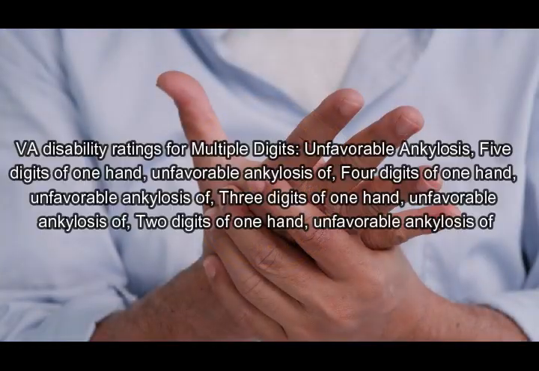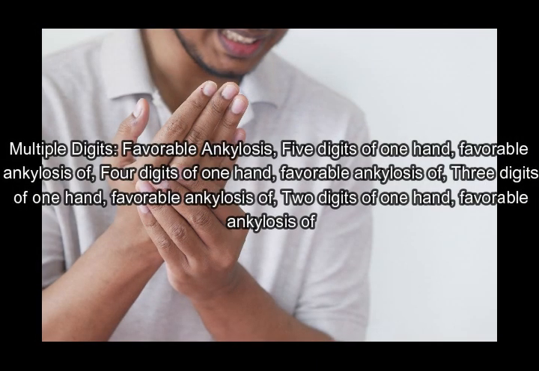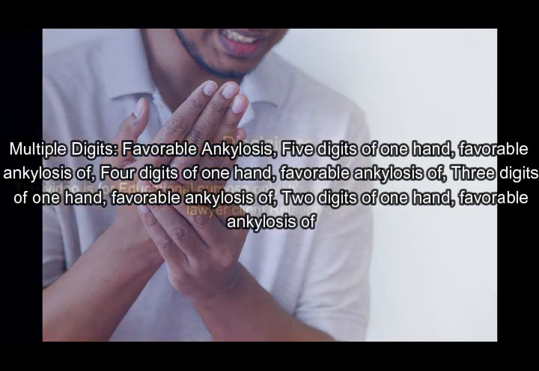In this video by deck plate, we will understand the VA disability ratings for multiple digits, unfavorable ankylosis, 5 digits of one hand, unfavorable ankylosis of 4 digits of one hand, unfavorable ankylosis of 3 digits of one hand, unfavorable ankylosis of 2 digits of one hand, unfavorable ankylosis of multiple digits, favorable ankylosis, 5 digits of one hand, favorable ankylosis of 4 digits of one hand, favorable ankylosis of 3 digits of one hand, favorable ankylosis of 2 digits of one hand.